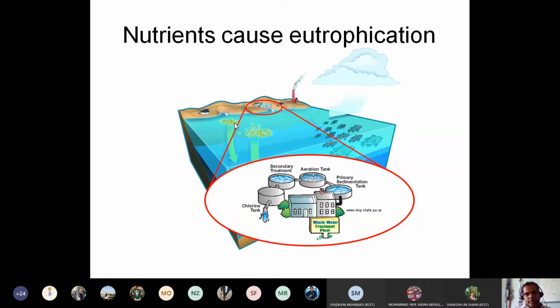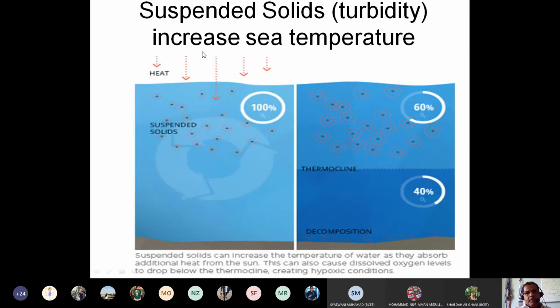This is how it looks like. Another thing, it looks like eutrophication, but it is suspended solids or turbidity. You see here, when turbidity is too much, the heat is absorbed and cannot be released again, so the water column here will be very hot. Once the water column is very hot, it means that bacteria are also very active and consume all the oxygen. So this also causes the dissolved oxygen level to drop below normal.